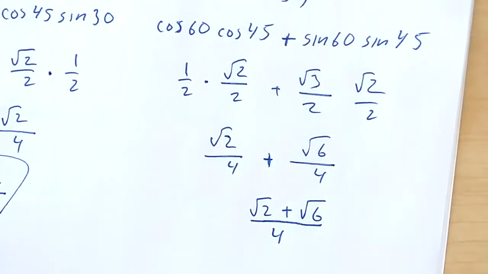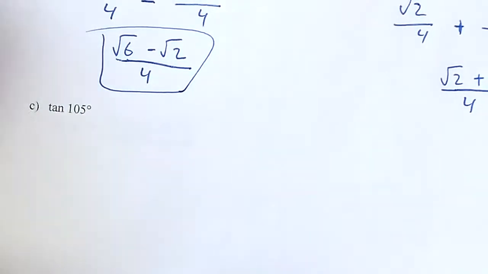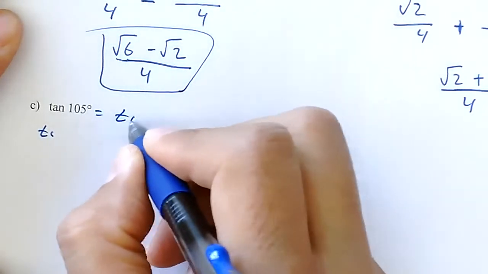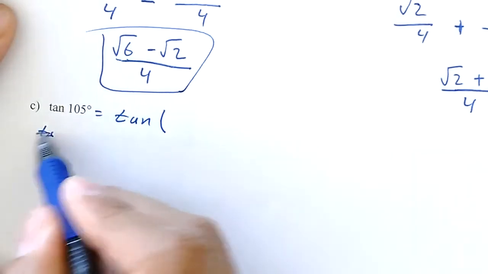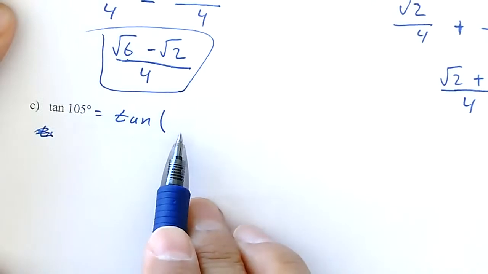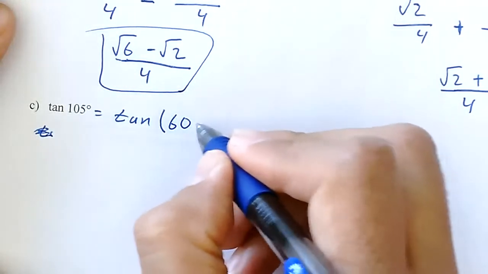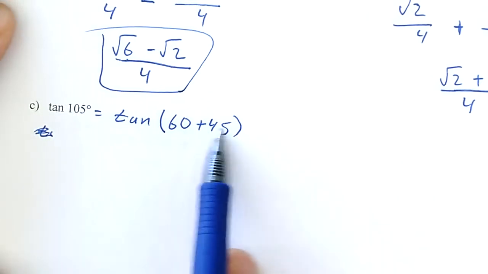Sine, cosine, and we'll try a tangent. Tangent of 105. So I need to figure out how to get 105. Remember, we'll want to use special angles, 30, 45, 60, maybe even 90. Those are not that bad. So to get 105, I'm going to use 60 plus 45. And yeah, you could also do 45 plus 60, it won't really matter.